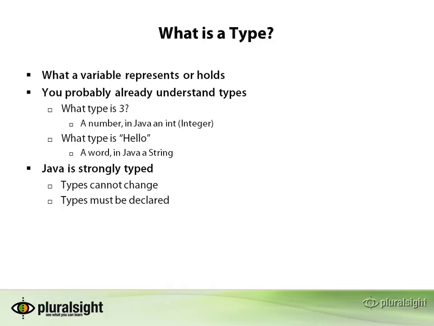But the important thing to know about types in Java is that Java is strongly typed. What that means is that once you declare a type for a variable, that variable is always of that type. If we say integer i, that variable, named i, is always going to be of type integer. And we also have to declare the type. We can't just declare a variable i and not tell you the type. Instead, we have to say what the type is.